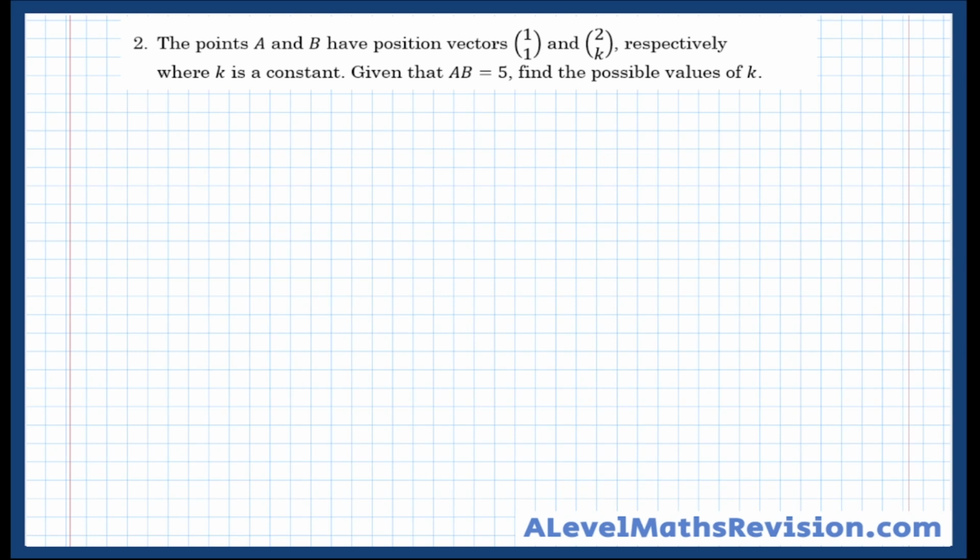So, first of all, we should find the vector AB. If we want to know the distance between A and B, which we're given to be 5, we should find the vector AB, i.e. the act of travelling from A to B. So AB, as we learned before, is the position vector of the second, take away the position vector of the first, equals (2, k) take (1, 1), equals (1, k minus 1).